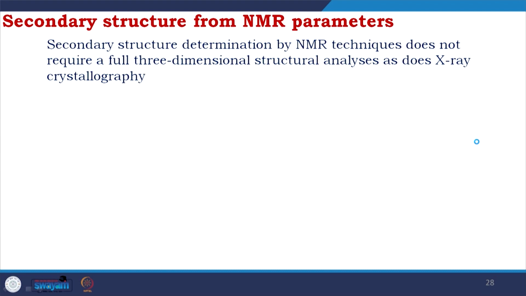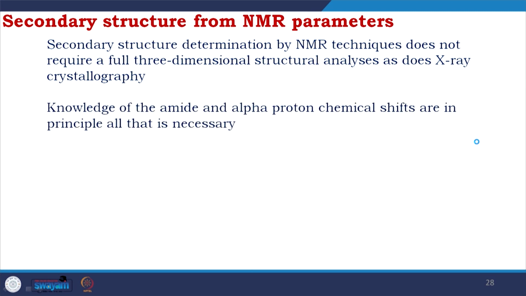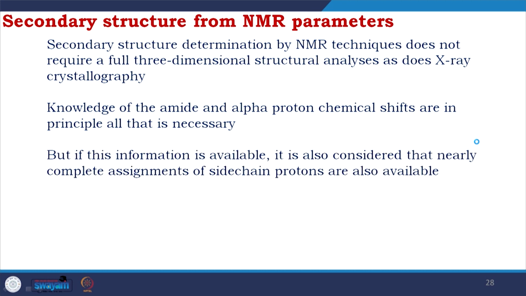Secondary structure determination by NMR techniques does not require a full 3-dimensional structural analysis, as you could see in X-ray crystallography. So, that is also a beauty. Knowledge of the amide and alpha proton chemical shifts is in principle all that is necessary, but if this information is available, we consider that nearly complete assignment of side chain protons is also available.